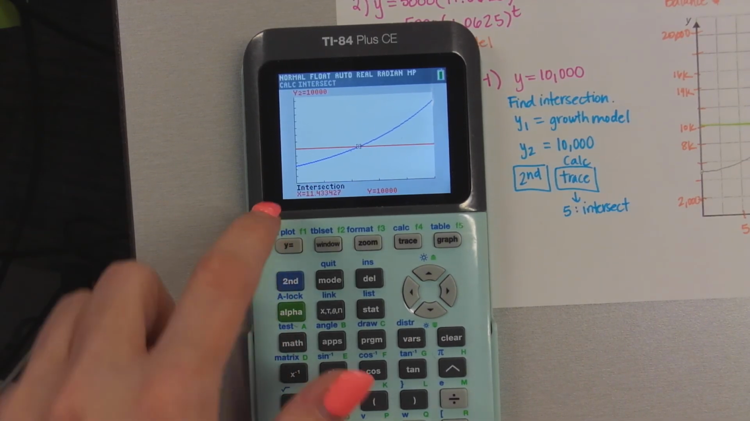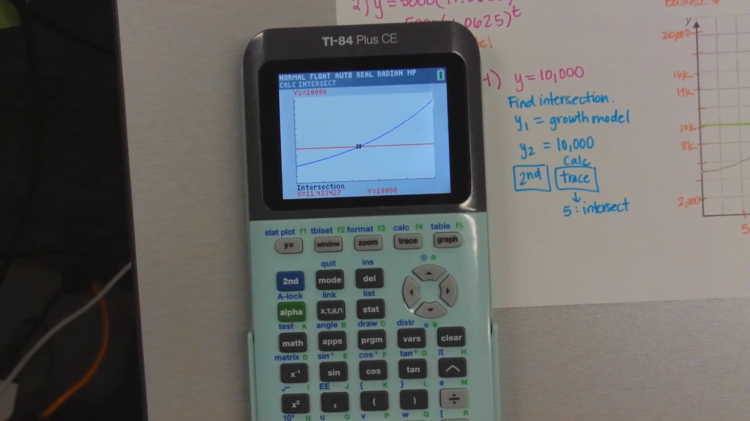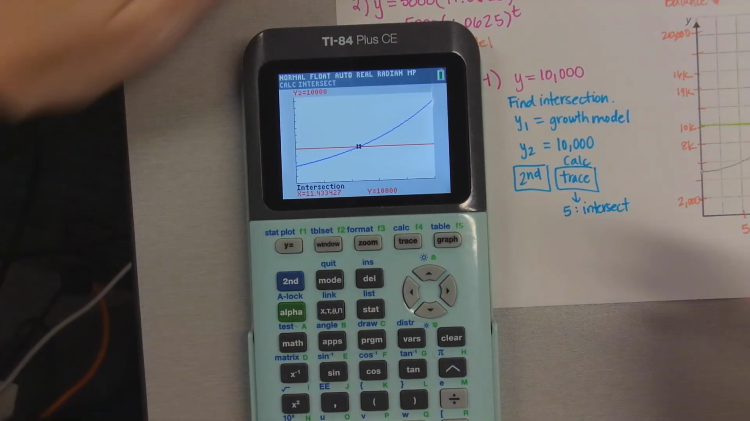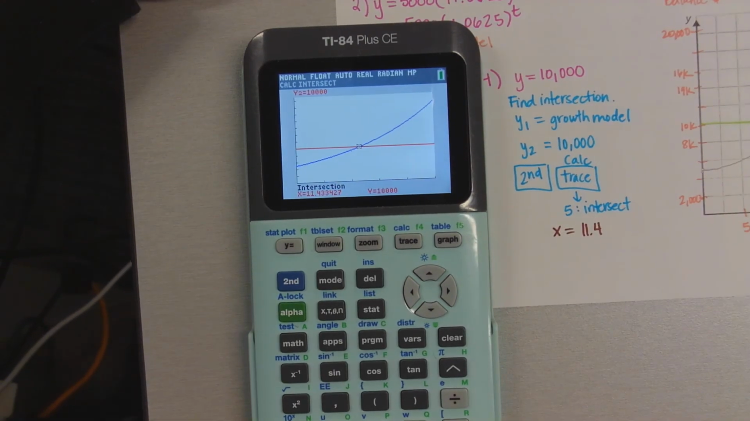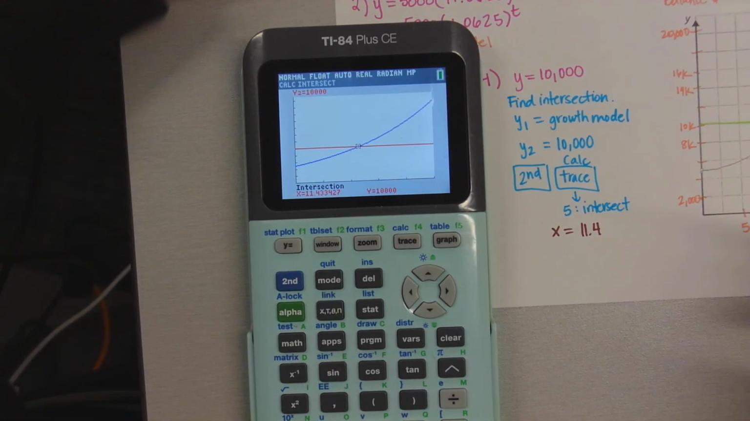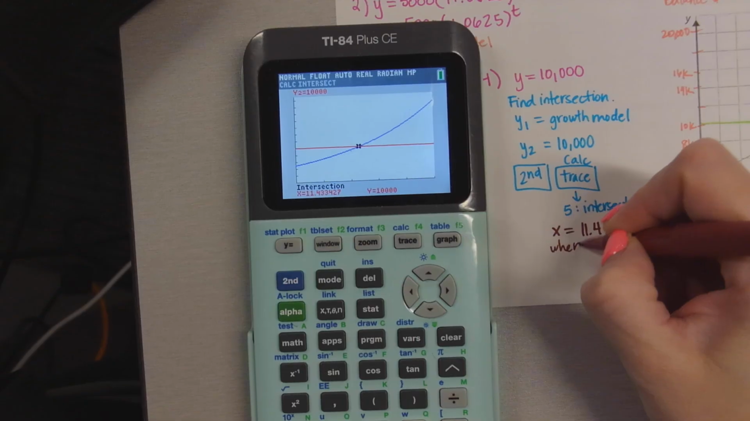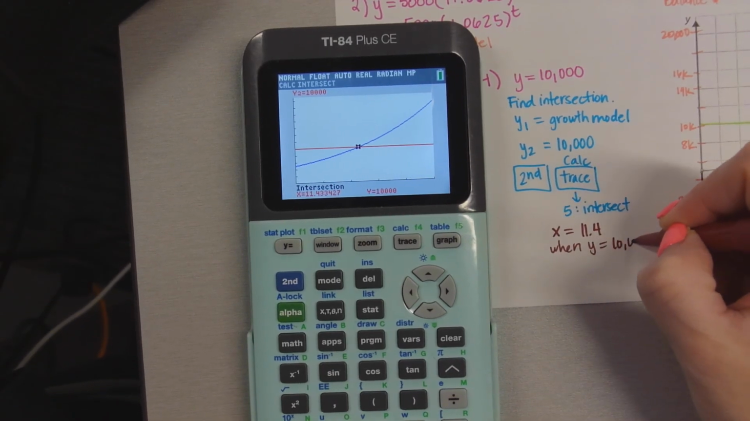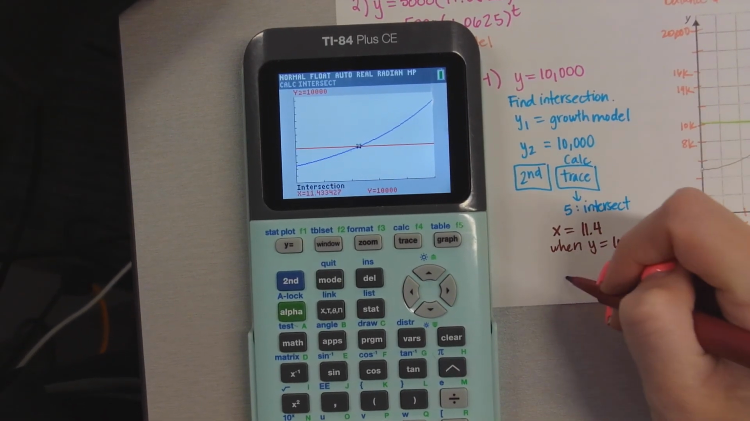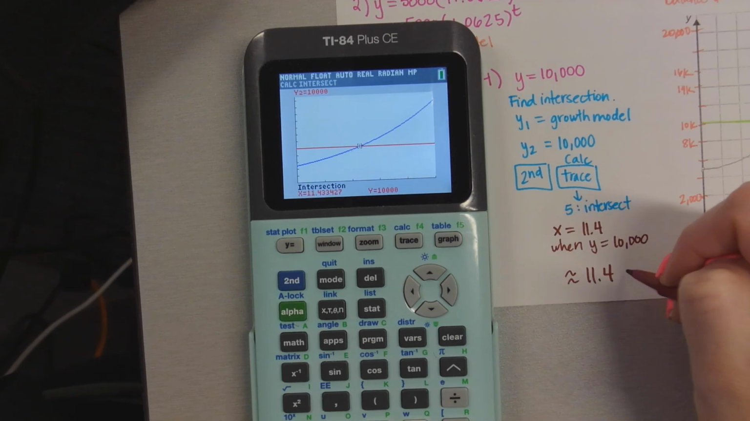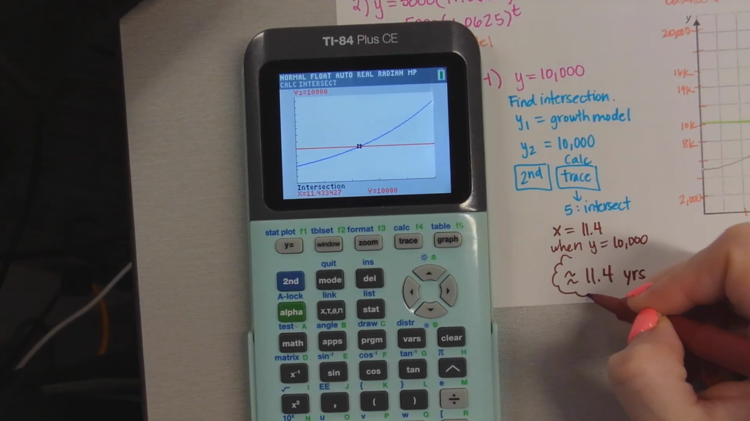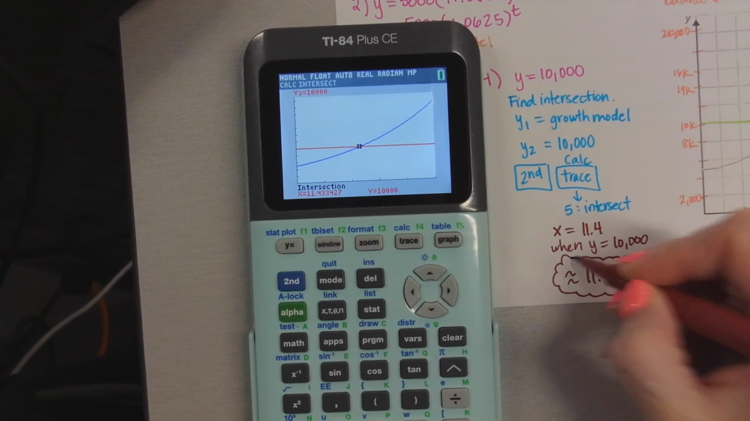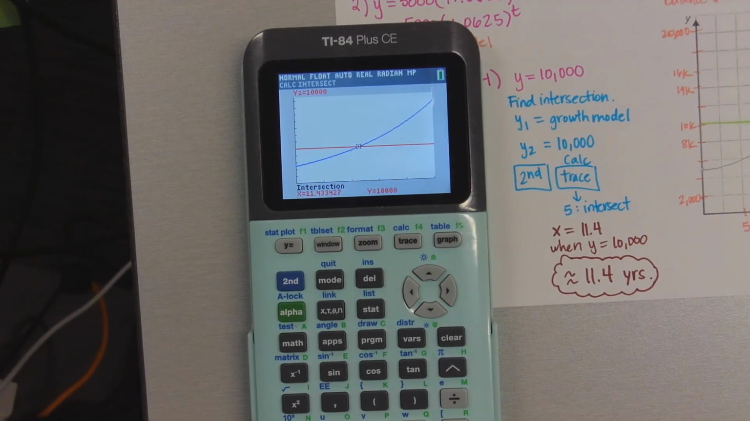Okay, so based on your intersection, X is 11.4. We're just going to round to the nearest hundredth there. Okay, so X is 11.4 when Y is 10,000, which means your final answer is going to be 11.4 years. Okay, so really, our graph was pretty good. Okay, 12 years is in the ballpark, especially when you're doing it by hand and you have such a large margin.